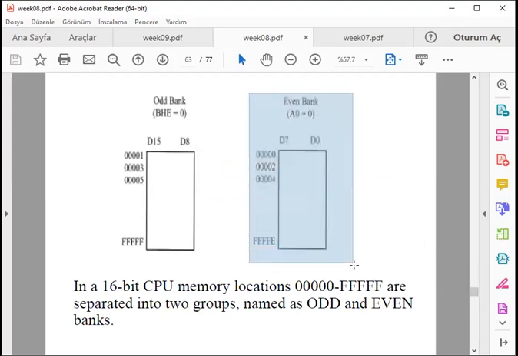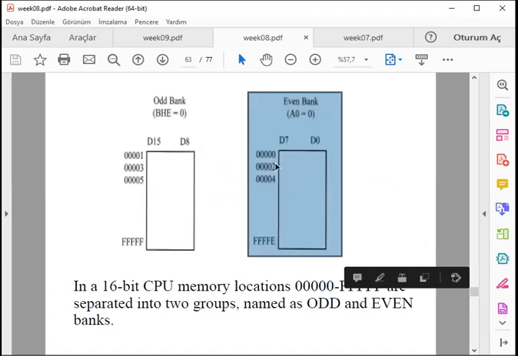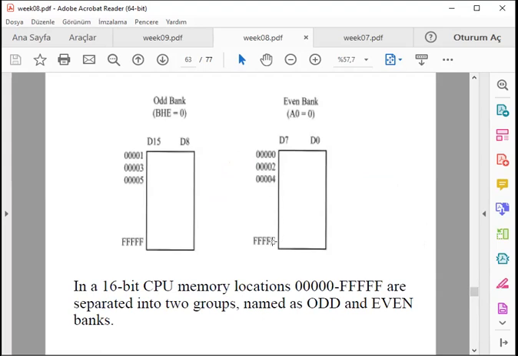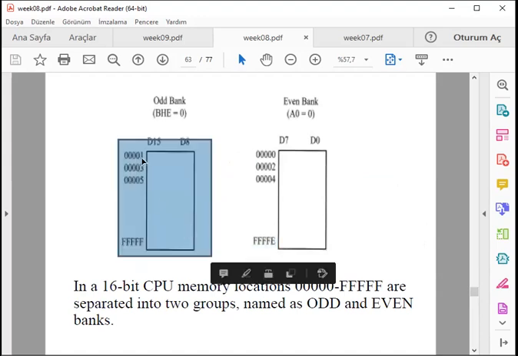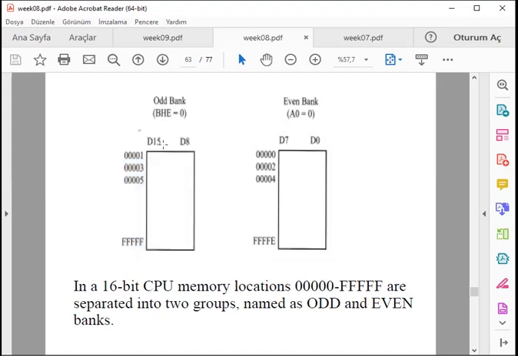Notice that in the even bank, the addresses are incremented by 2, from 0 to 2 to 4, etc., up to FFFE. The same identical chips, but with different addresses, or they are all odd addresses, are selected in the same order, but those are all odd addresses, oddly selected addresses.